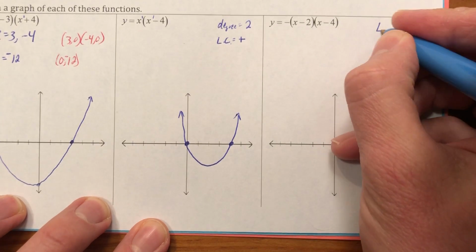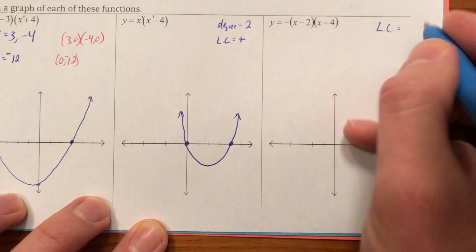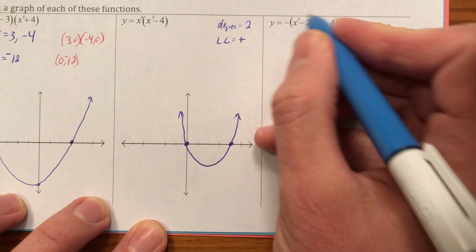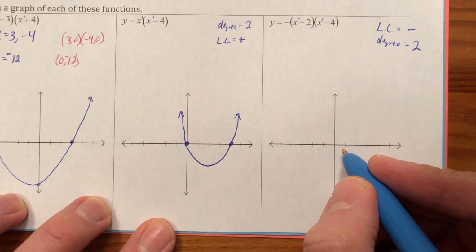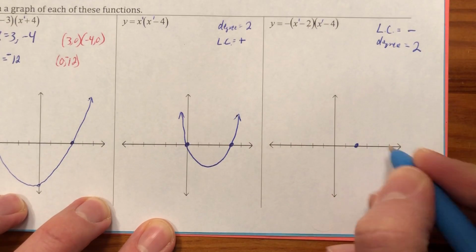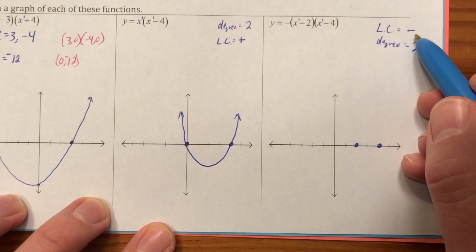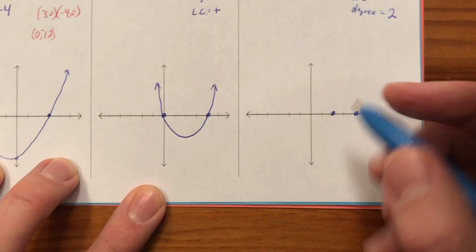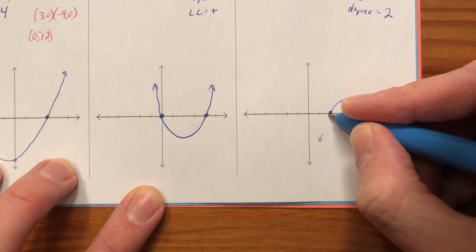Okay, the leading coefficient in this case is negative, and the degree is 1 and 1, so 2. And my x-intercepts are at 2 and 4. Notice they're the opposite. So because this has a leading coefficient that's negative and the degree is 2, so even degree, leading coefficient is negative, down, down. So it's going to be like down and then down. So it's going to go like that.